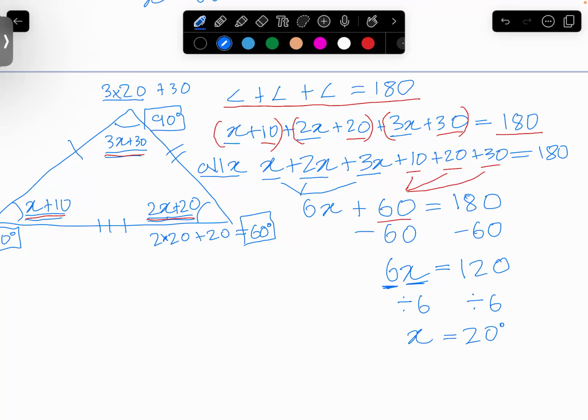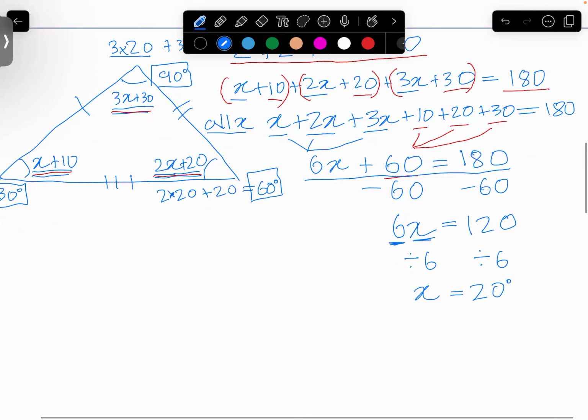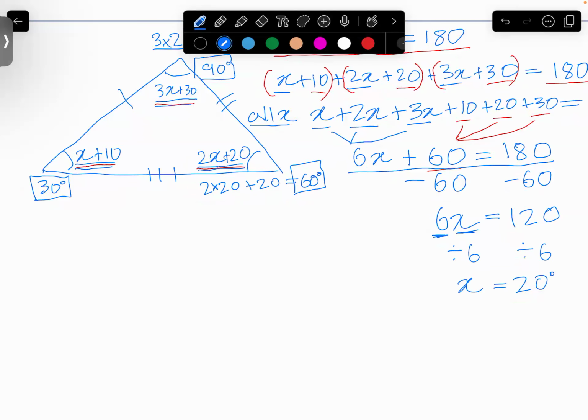So then we are left with this equation, 6x plus 60 equals 180, and now all we have to do is solve for x. So we subtract 60 from both sides, we get 6x equals 120, then we divide by 6, we get x equals 20. And then they're asking for the angles. So for the first angle, if it is x plus 10, and we know x is equal to 20, that means the first angle is 30 degrees.